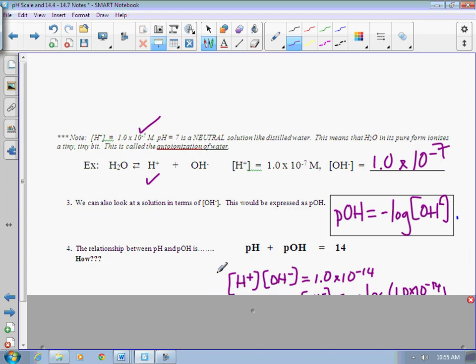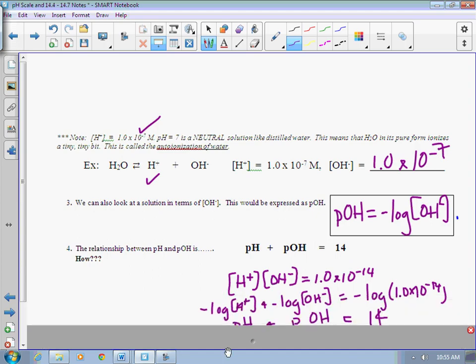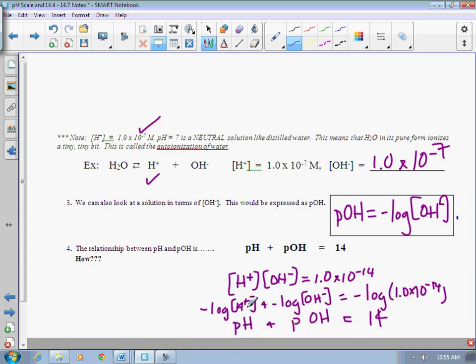Well, what if you just took the negative log of everything? If you took the negative log of the H plus, and then the negative log of the OH minus, whatever I do to this side, I'm going to do to this side. So if I took the negative log of the Kw, 1.0 times 10 to the negative 14th, it would simplify to produce this simple formula. This would simplify to pH, this would simplify to pOH, and negative log of 1.0 times 10 to the negative 14th, of course, it's just the exponent with the opposite sign, so it would be 14. Just so you guys see how that comes about.